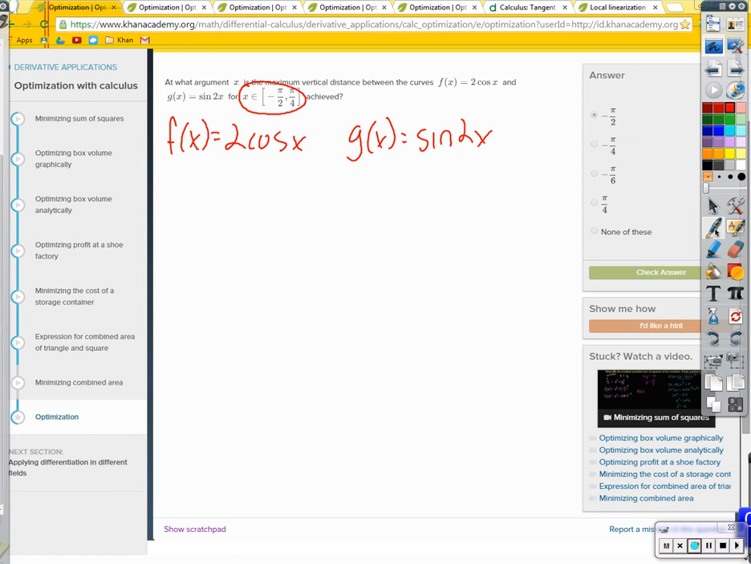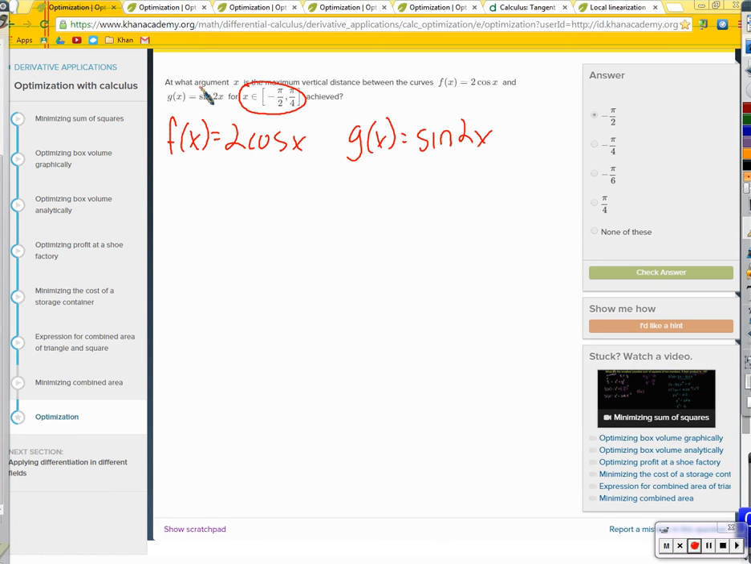Okay. So, this problem says, at what argument x, an argument is just a fancy word for x, is the maximum vertical distance, that's the thing that we wanna optimize, between the two curves of f of x equals 2 cosine x, g of x equals sine 2x, between the values of negative pi over 2 and pi over 4. So how do I write a function, say, d of x? That's going to be the distance between the two.